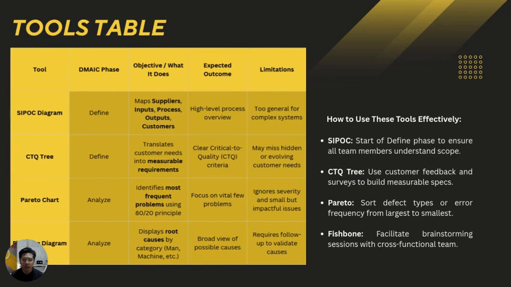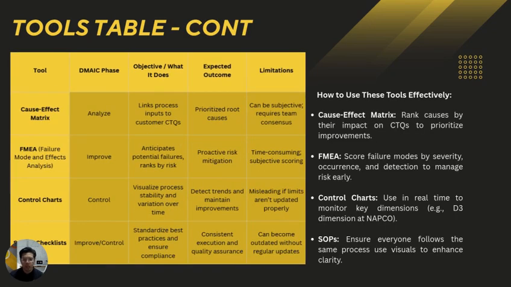So in the analyze phase, we use the Pareto chart to help us focus on the most frequent problem, while the fishbone diagram helps identify a range of possible root causes. Each tool has its strengths and limitations, but together they give a complete picture of the problem. The next slide is also a continuation of the tool table.